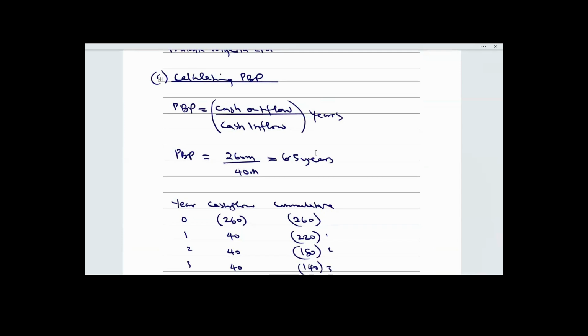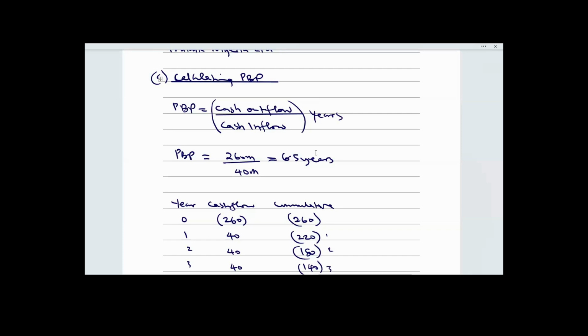So what I did in this calculation is that I know that my cash inflow is constant at 40 million for the next 12 years, and the initial outlay is 260 million naira. So I will multiply the constant cash inflow by the number of years, which is 12 years. That gave me 480 million. So since the initial outlay is within 480 million, I will use this formula to get my answer, because I know that my payback period will fall within the 12 years.